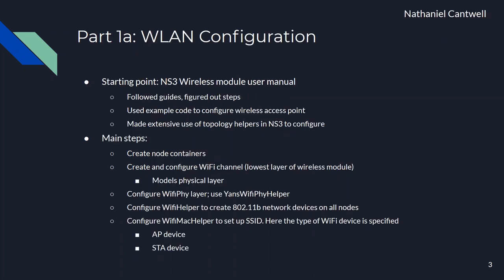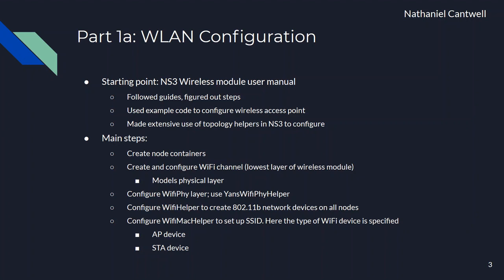So as a starting point, we used the NS3 wireless module user manual. This had several guides which gave us kind of an outline of the main steps we needed to follow to create the mixed wireless wired network. This also made use extensively of topology helpers in NS3, which come with some pre-configured settings to create all the different devices at different network layers that we needed.